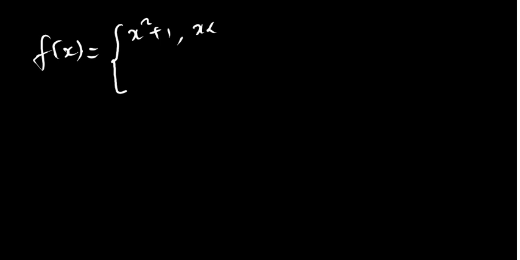Question 15 from your draw sheet. Question 15a. We have got a function which is x squared plus 1, and the condition which has been given is x is less than 0. Then we also have another one which is 1 minus x squared.